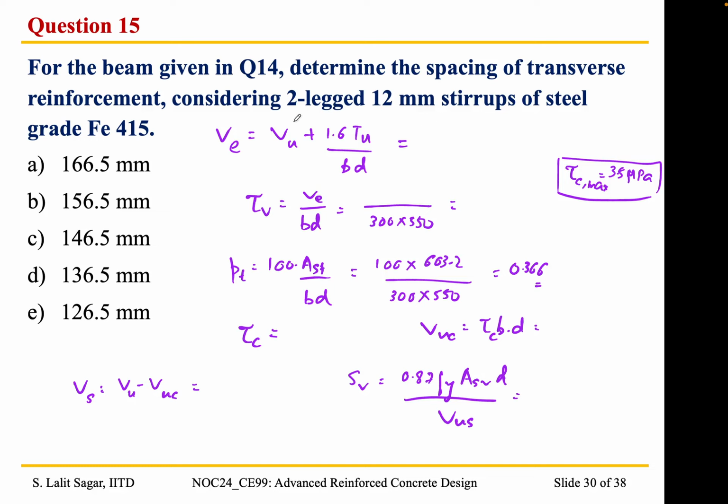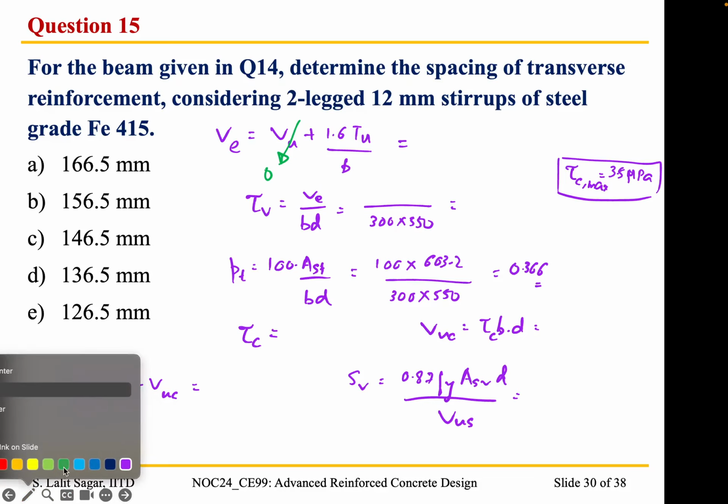In this particular question, we are considering only torsion. So there is no shear force that is being considered. When we multiply 1.6 into the torsion, which is 75 kilonewton meter, we get... I think here D should not be there, that was a mistake. It has to be only 1.6 Tu by b. Let me take green.